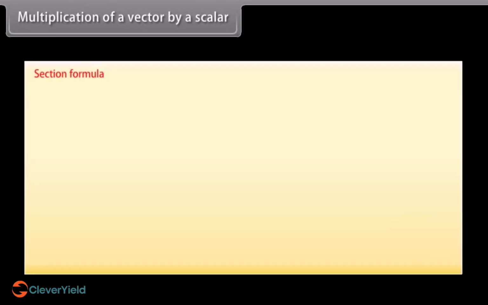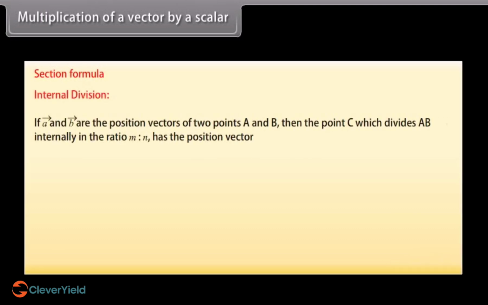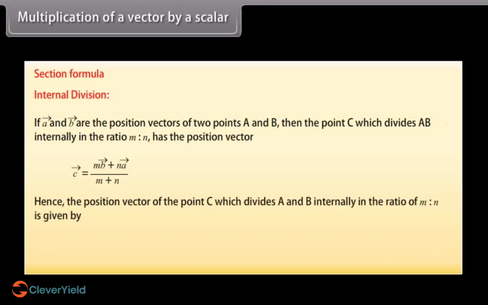Section formula. Internal division. If vector A and vector B are the position vectors of 2 points A and B, then the point C, which divides AB internally in the ratio m:n, has the position vector C equals m into vector B plus n into vector A by m plus n. Hence, the position vector of the point C is given by vector OC equals m into vector B plus n into vector A by m plus n.